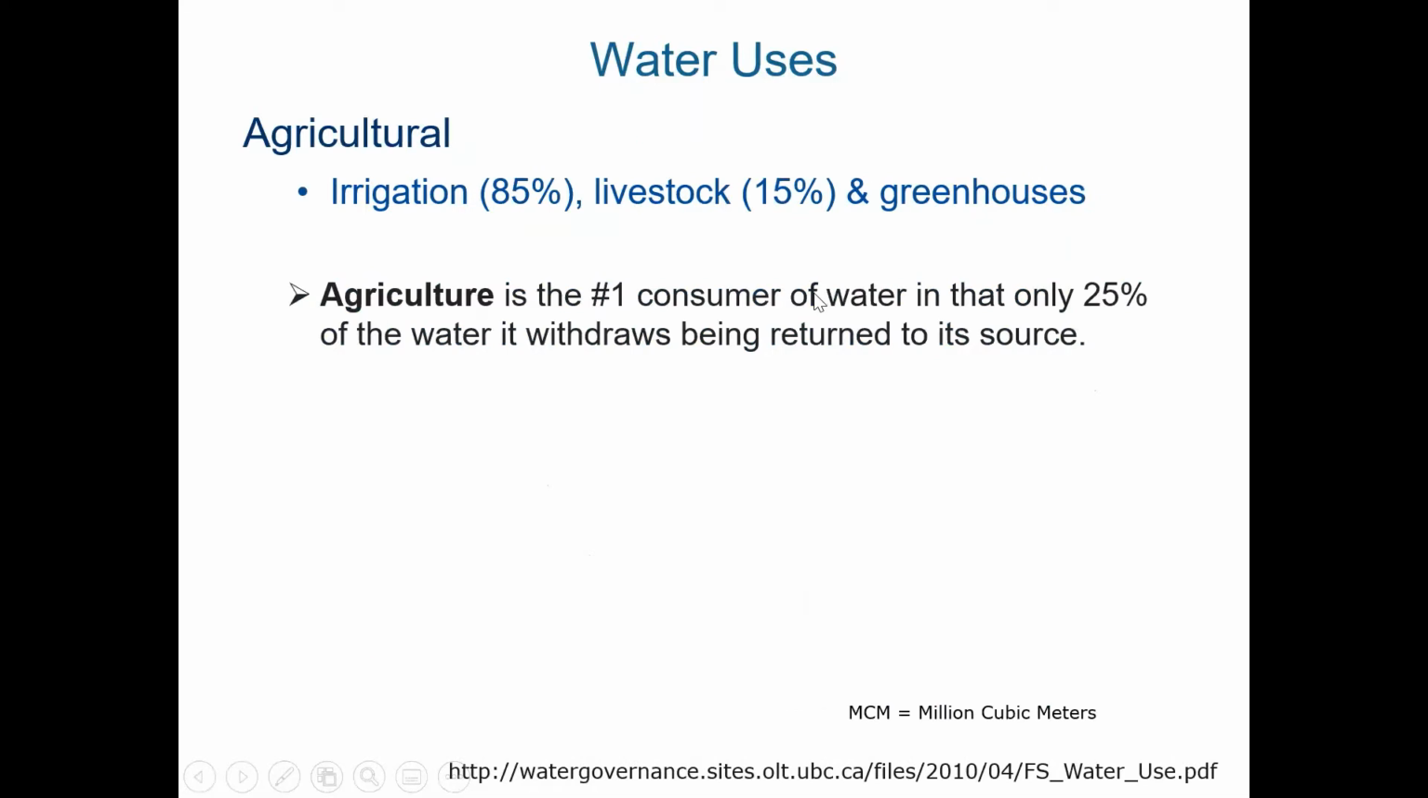What about agriculture? I knew I had some numbers for you. Most of the water used in agriculture is irrigation, so about 85%. Some of it is used, of course, for our livestock. And you can see this note here, right? That is actually the number one consumer of water, in that a small percentage of it is actually returned to the environment. And so that actually makes agriculture a pretty big consumer.